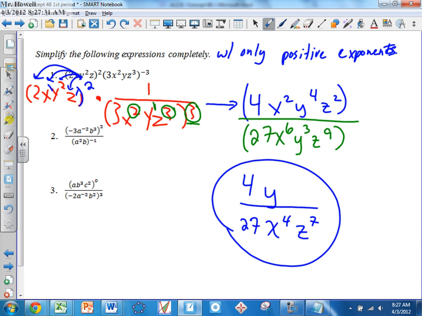All right, can you try the second one on your own, please? If you finish, I'll come check it if you would like. Just raise your hand, I'll come over. Is that a 3 next to the z? Is that a 3? Yes, so it's -3, a to the -2, b to the third, that whole quantity squared, that quantity divided by a squared b, that whole quantity to the -1.